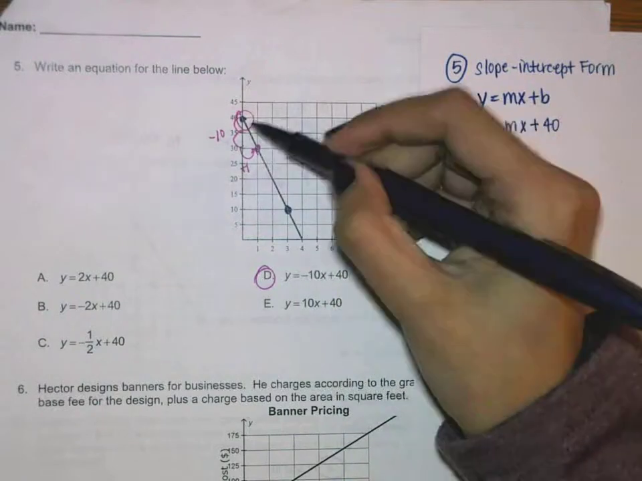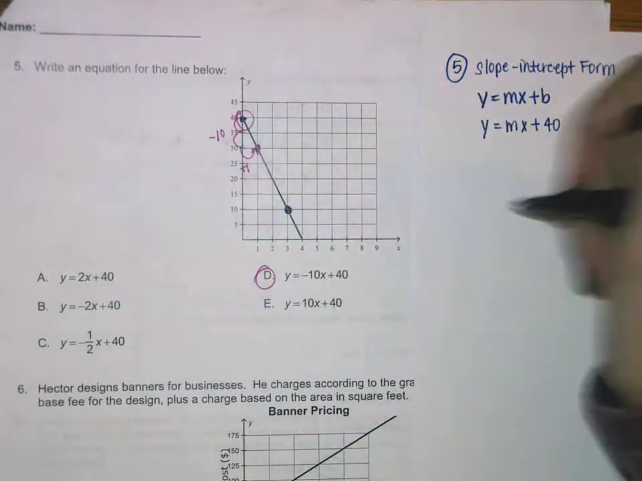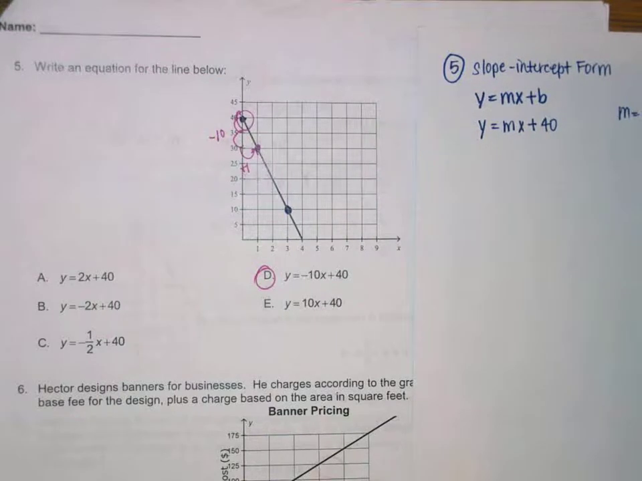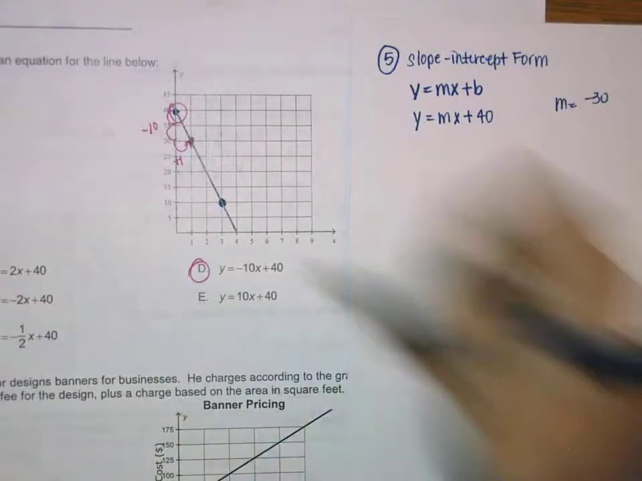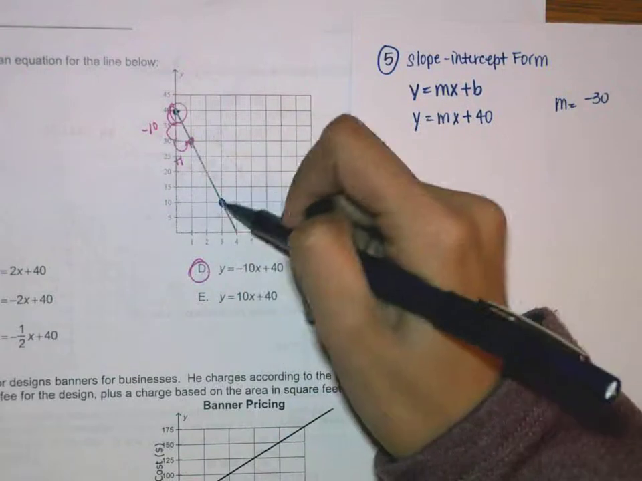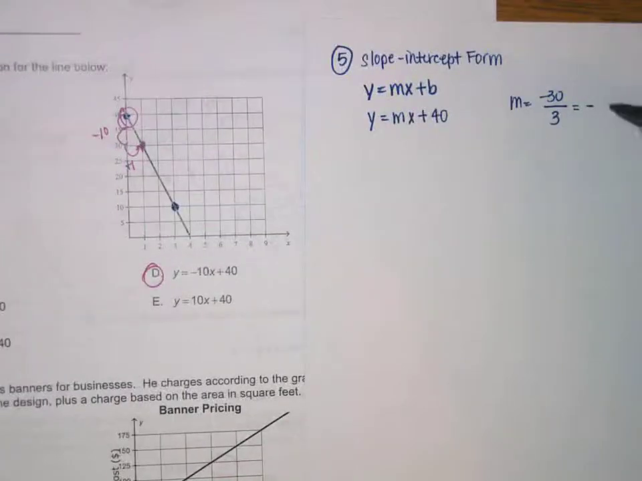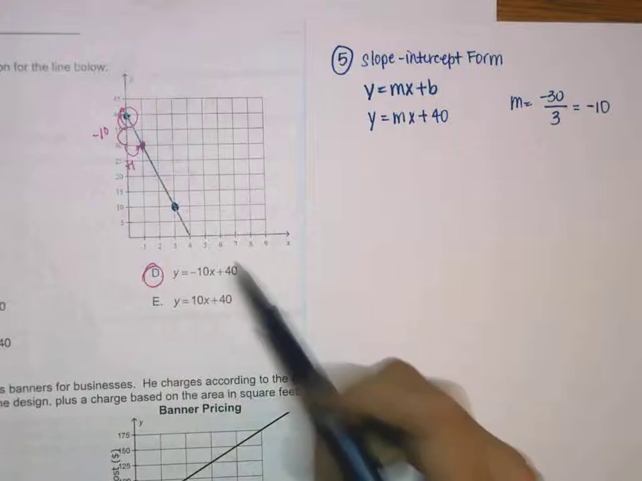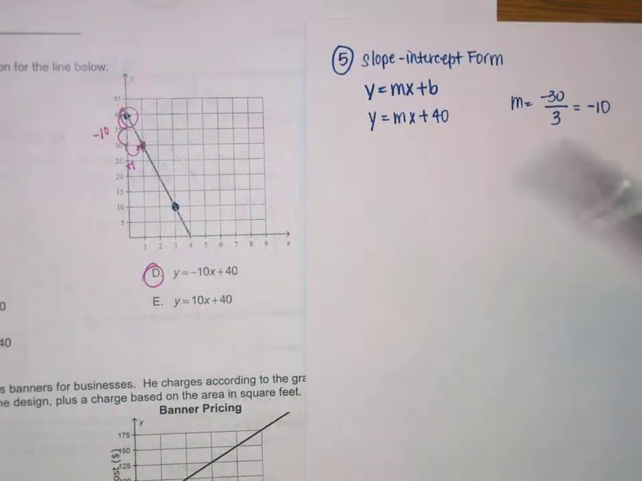So I went from 40 to 10, so that is negative 30 in my change of y's. And then I went over 3 units. So negative 30 divided by 3, that simplifies to negative 10. That is going to be my slope. So you can choose any point on the line, and when you simplify it, you'll still get the same slope.